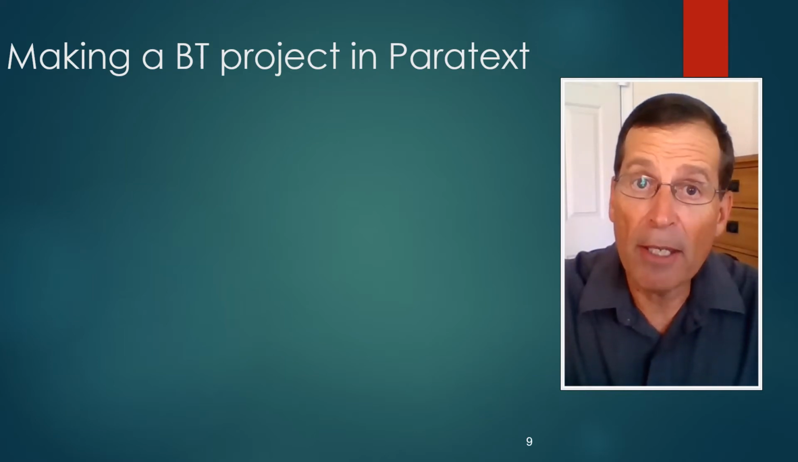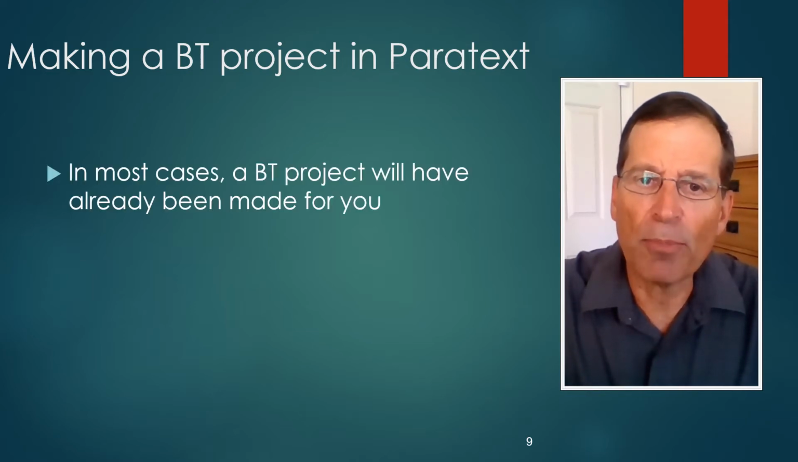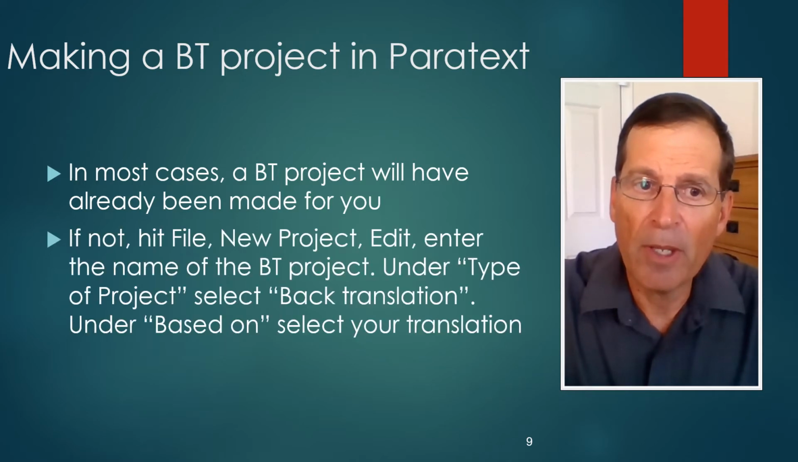So how do you make a back translation project in Paratext? Well, in most cases, a back translation project will have already been made for you on your computer. If not, you can hit File, New Project, Edit, and enter the name of the back translation project. Then under Type of Project, select Back Translation. And under Based On, select your translation.